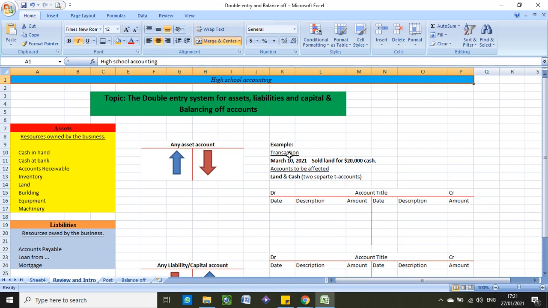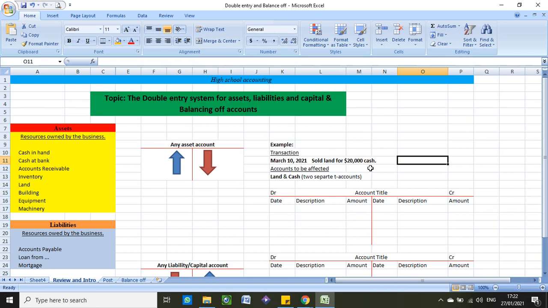Every transaction so far, you have had exposure to transactions, and I have one transaction for you right here. The transaction is dated March 10th, 2021. The transaction is sold land for $20,000 cash. From this transaction, you should be able to tell me what two accounts will be affected. The two accounts that will be affected are land and cash.